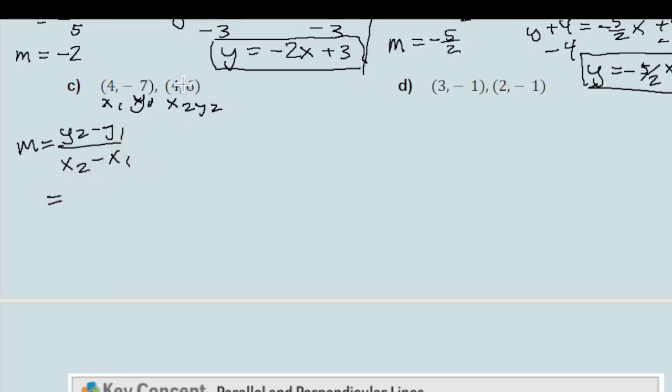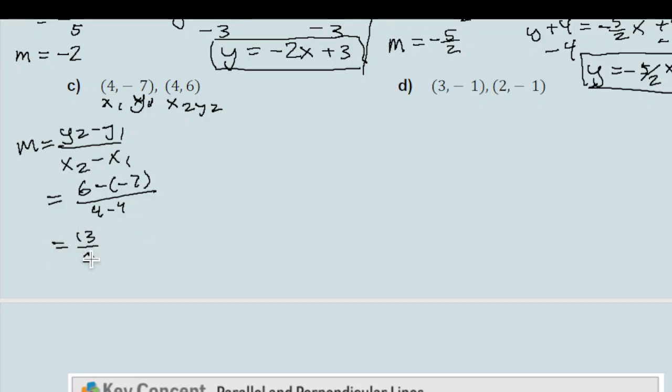My slope is 6 minus a negative 7 all over 4 minus 4. And when I simplify that, I get 13 over 0.